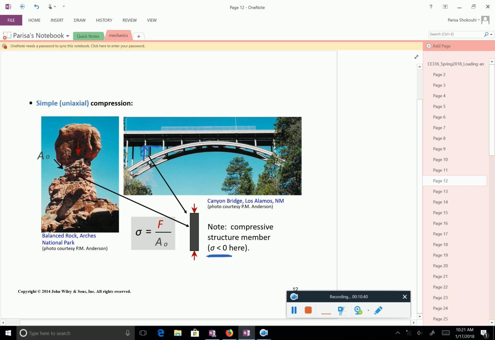As I said, if you are taking soil mechanics, everything there is in compression. So it's kind of useless to make everything negative. So people said, okay, let's have positive for compression. But here we have tension positive, compression negative.